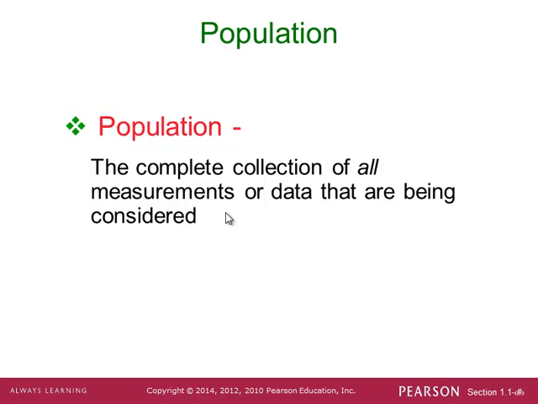Now, the population under question is the complete collection of all measurements or data that are being considered. So, for example, at Saylorville Lake, right outside of Ankeny here in Iowa, there very well could be millions and millions of striped bass fish, for example, or catfish, or name your species. We have no way of knowing the lengths of all of those fish.